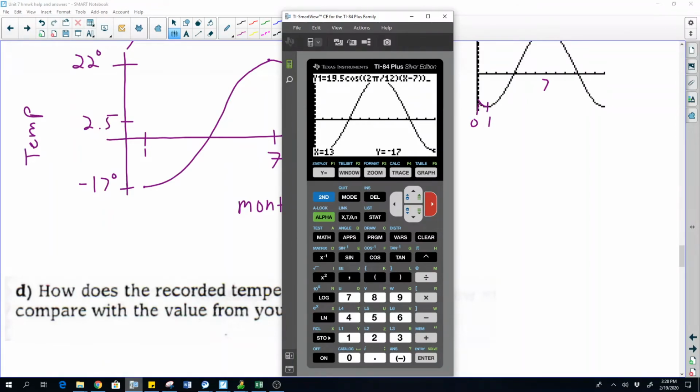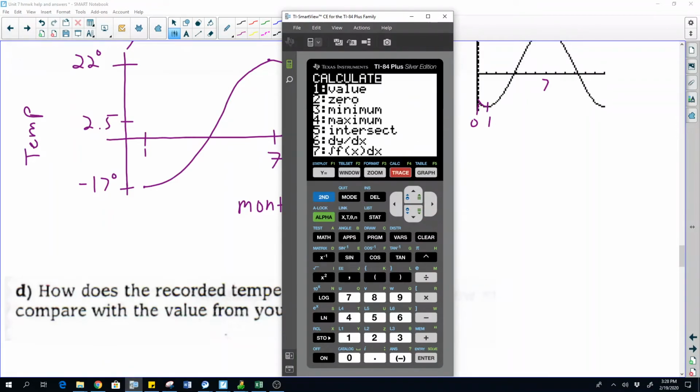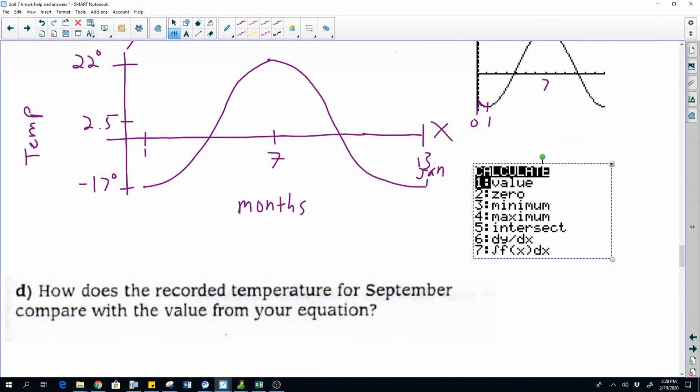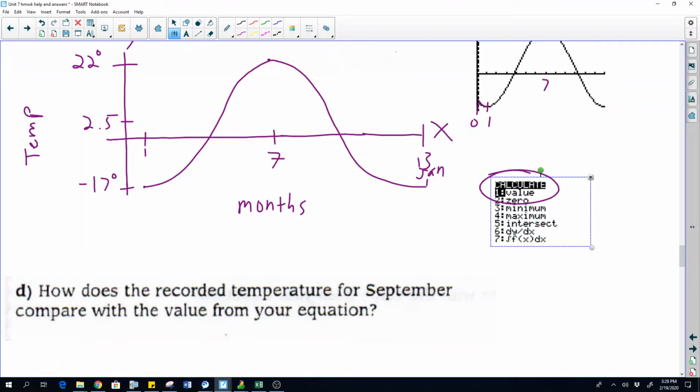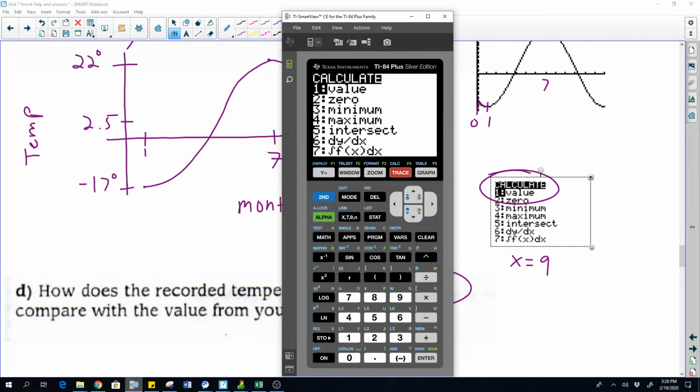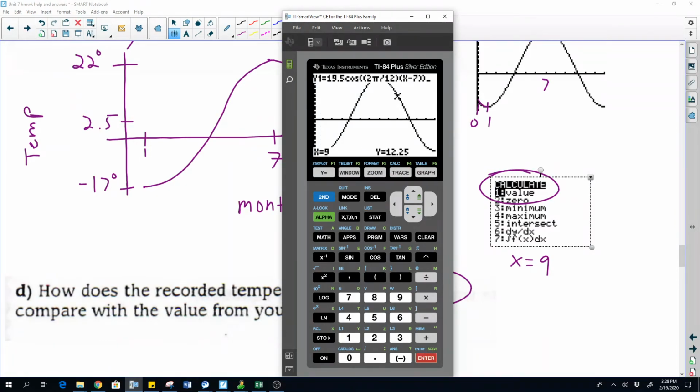So we're just going to go to second calc now, second trace. Can you see that? And it's option number 1. That's value. So make sure you do value, and that'll help you. And then you can go ahead and plug in x equals September, which is 9, because it's asking for September, and then compare it to our record. So we'll put 9 in there, boom. So 12.25.